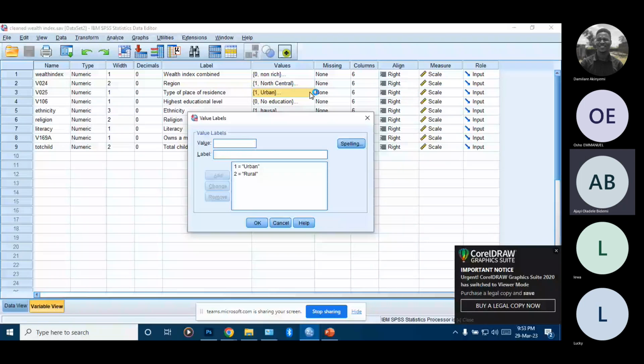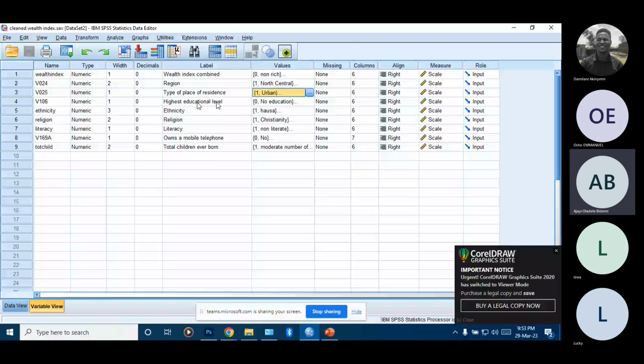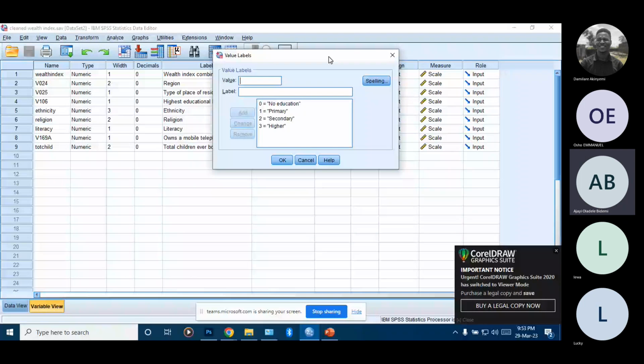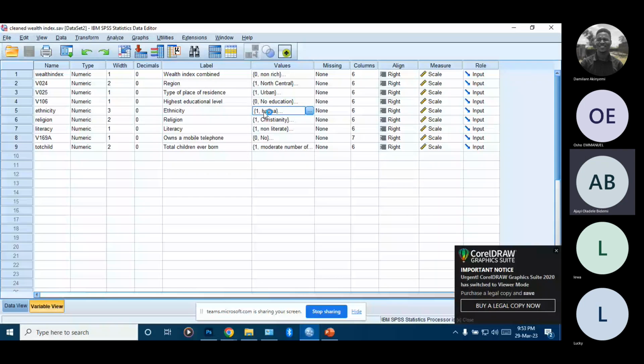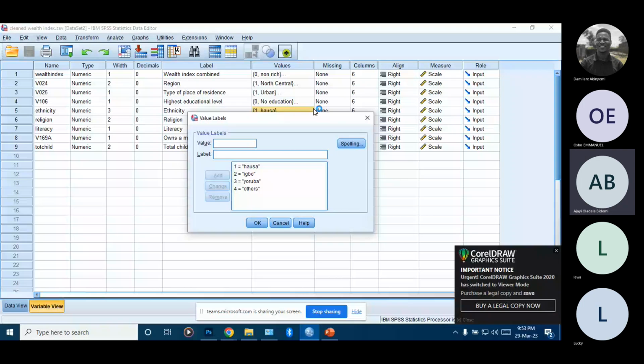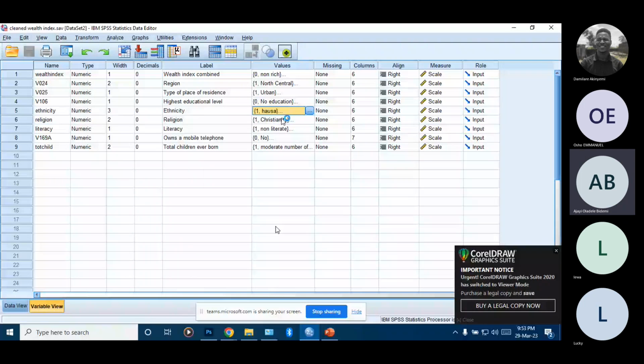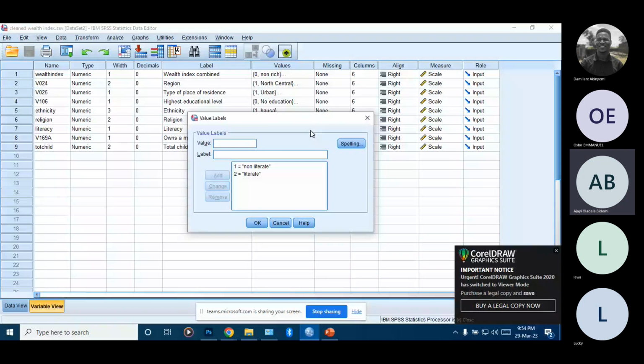And your educational level, used to predict educated or not. Now it is in 4 categories: no education, primary education, secondary, and higher education. Also your ethnicity, either you are Hausa, Igbo, Yoruba, and others. Others here are all those minor tribes, Edo, Efik, Ibibio, all those minor tribes. Then your religion, whether you're a Muslim or a Christian, we may not include in our model, but then literate and non-literate, right? I think I included it as well.